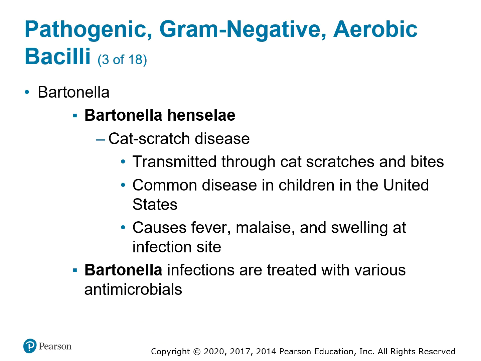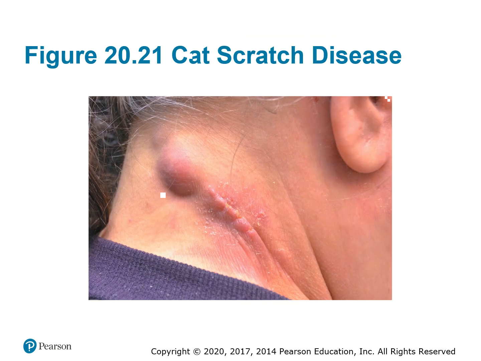Another one to talk about is Bartonella henselae. This is commonly known as cat scratch fever. It's transmitted through cat scratches and bites. A common disease in children in the United States, it causes fever, malaise, and swelling at the infection site. Bartonella infections are treated with various antimicrobials. And there's what cat scratch disease can look like.